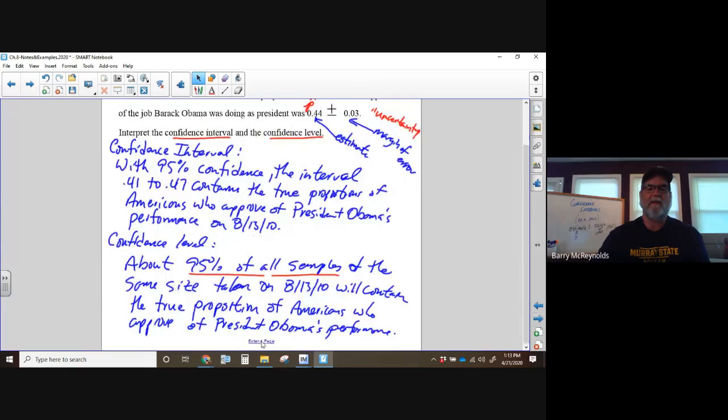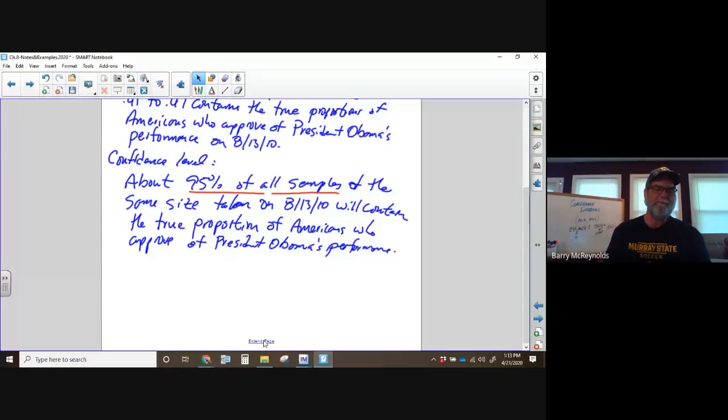If we were taking a typical exam, I would be warning you about this interpretation, because this is a very common multiple choice type question, to make sure you know the difference between confidence interval and confidence level. Confidence level says about 95% of the samples of the same size taken on 8/13 will contain the true proportion of Americans who approve of President Obama's performance.